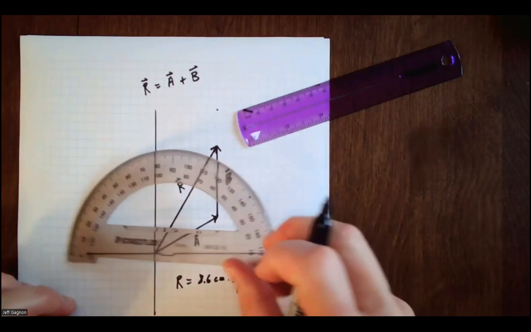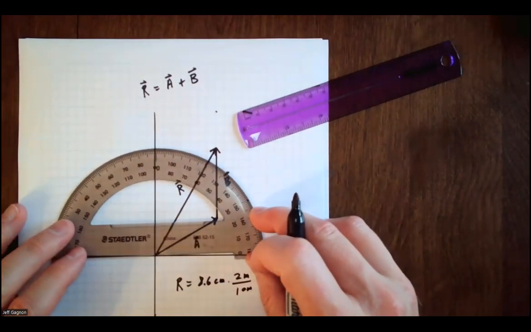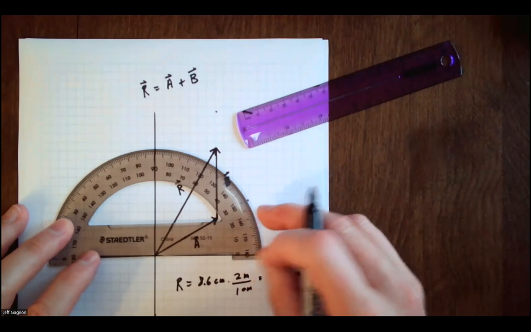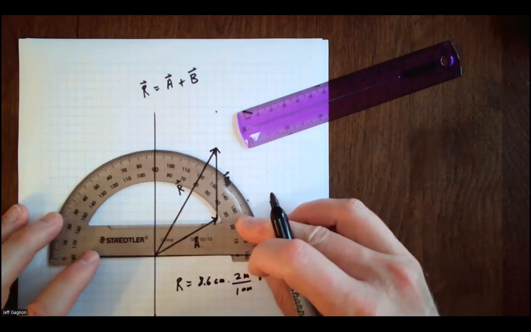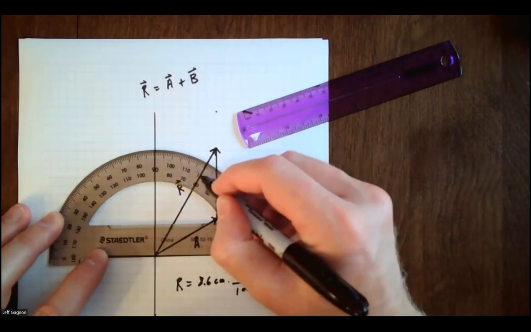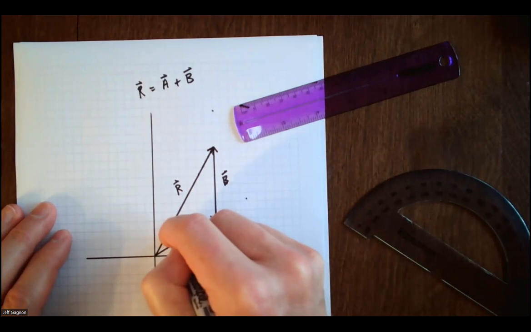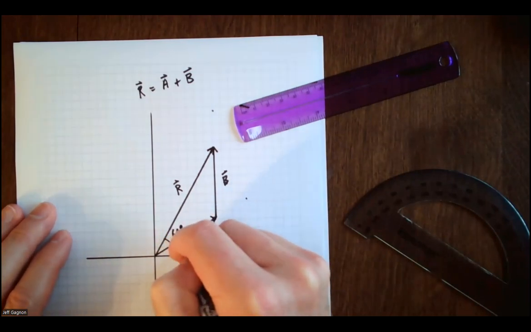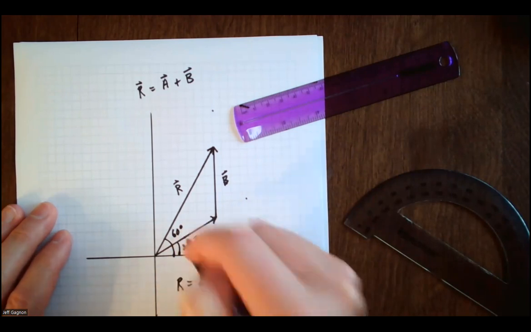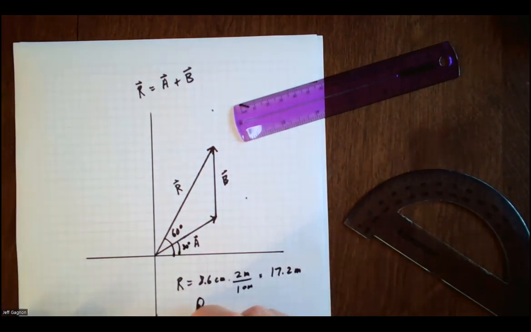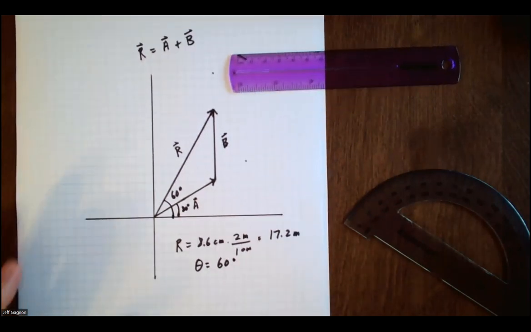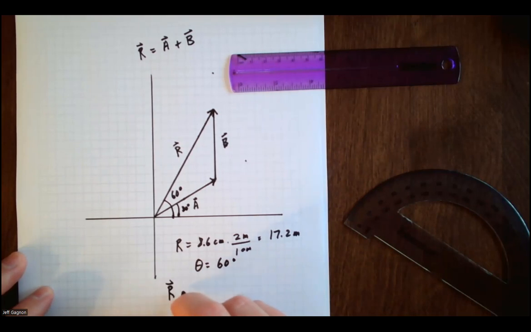And then to get the direction, I just simply measure this angle. And pretty much it's around 60 degrees there. So this angle is like 60 degrees. This angle right here was just 30, right? For A. So this is going to be 60 degrees. So that's it. So that's the magnitude and direction. So R is equal to 17.2 meters at 60 degrees.